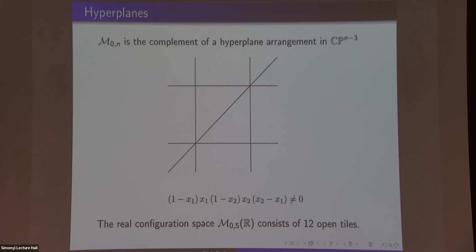Okay, so if we fix an affine chart as a projective frame, as we saw in the previous slide, for n equals 5, M05 here is the complement of these 1, 2, 3, 4, 5 lines. Now we have 12 connected components. Among these, 2 of these are bounded simplices, triangles. And in total there are 12.